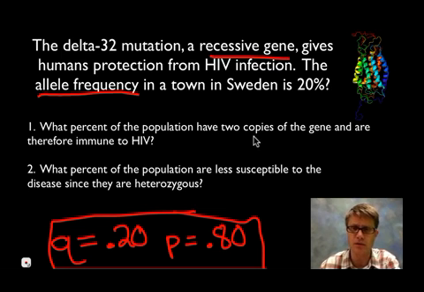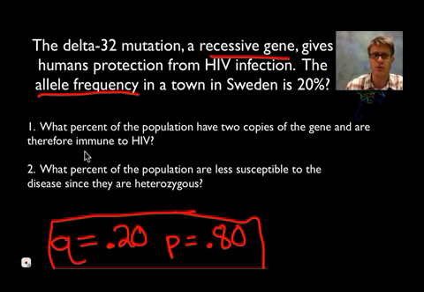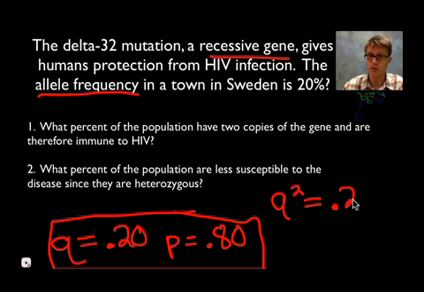What percent of the population have 2 copies of the gene and are therefore immune to HIV? So now they're saying 2 copies of this recessive gene. So what are they telling me? Now they're saying solve for Q squared. So Q squared equals 0.2 squared. And so Q squared equals 0.04.